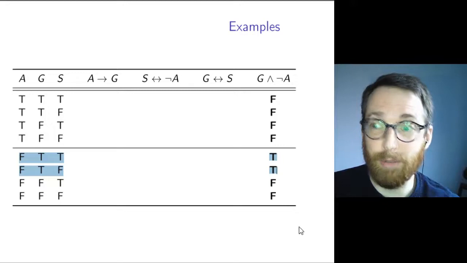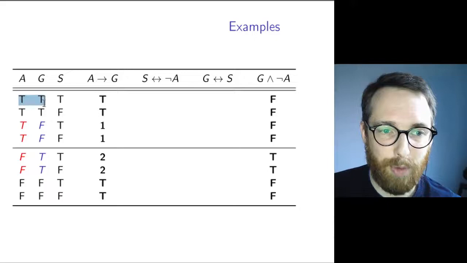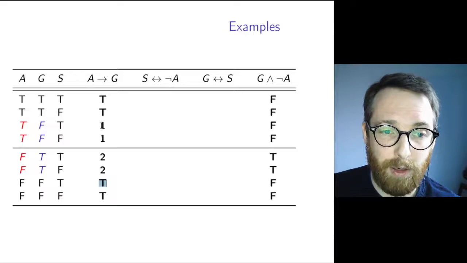What else have we got? A arrow G. Okay, I'm going to give you part of the column for that. So when both of them are true, A arrow G is true. When both of them are false, A arrow G is true. That's just from the rule for arrow. I want you to fill in what value we'd get here in spot number one and what value we'd get here in spot number two.